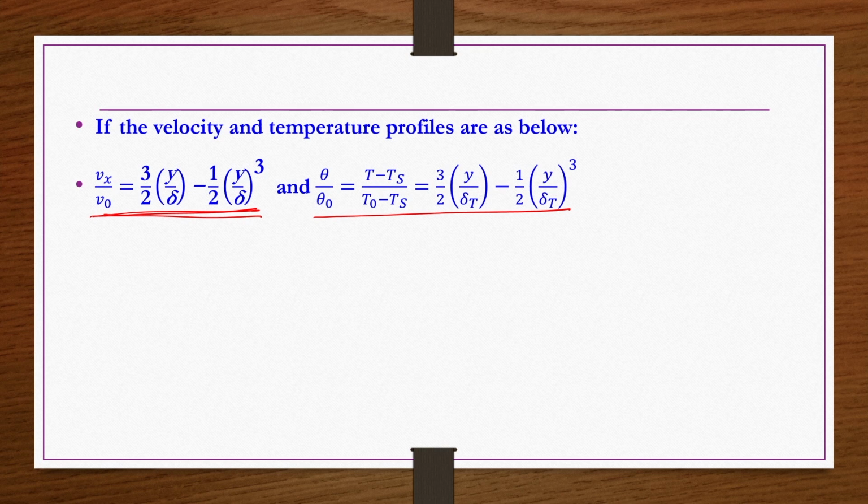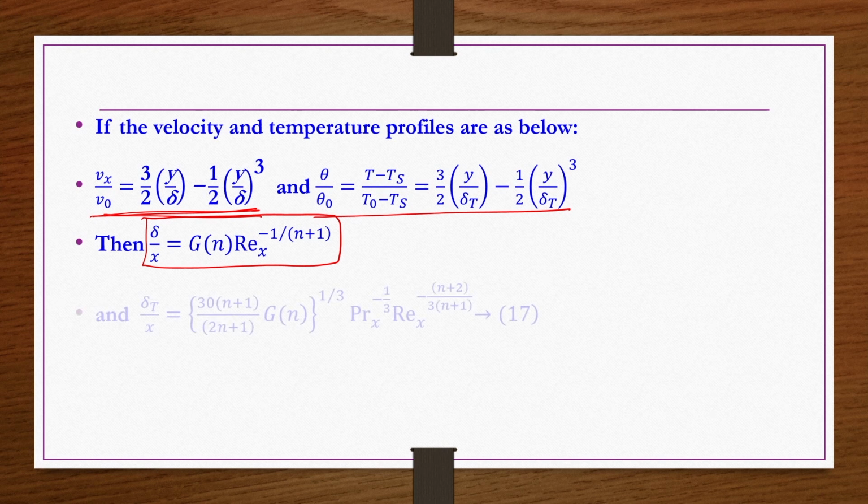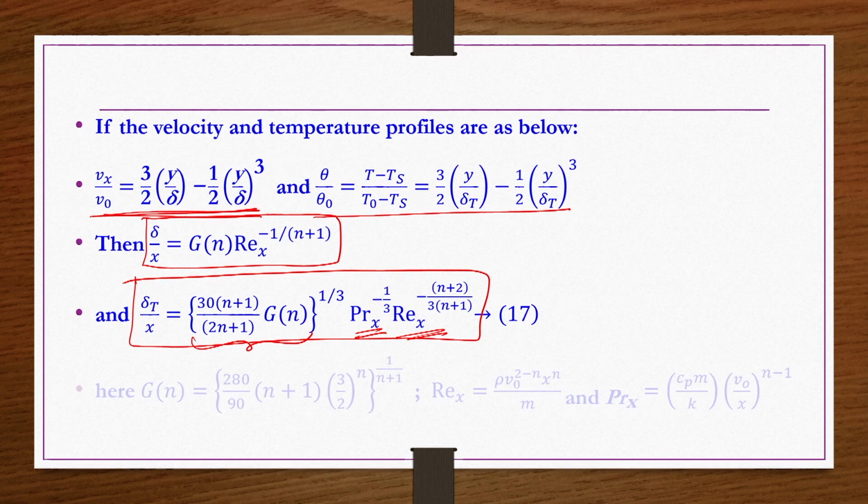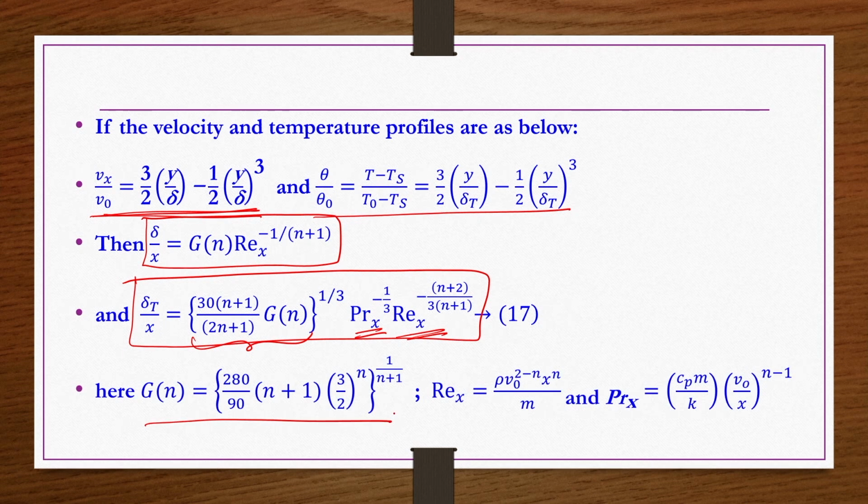Then do the same analysis, and delta by x you get this one, which we already derived in yesterday's lecture, because yesterday, for this profile as well as the other profile, we developed the momentum boundary layer thickness. So, this we know. So, delta t by x, when you do it, you get this expression. You can see the Prandtl power and the Reynolds number powers are not changing, only these constants, functions of n, are changing, right. Here Gn is this one, Rex is this one, Prandtl x is this one, same thing.